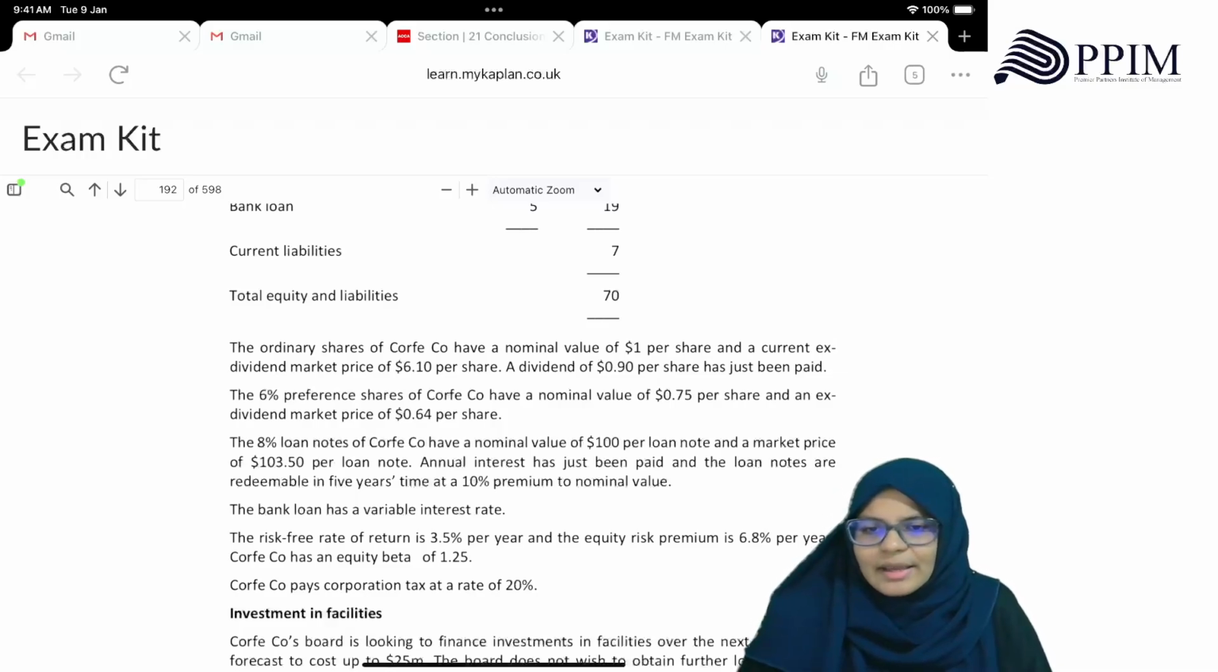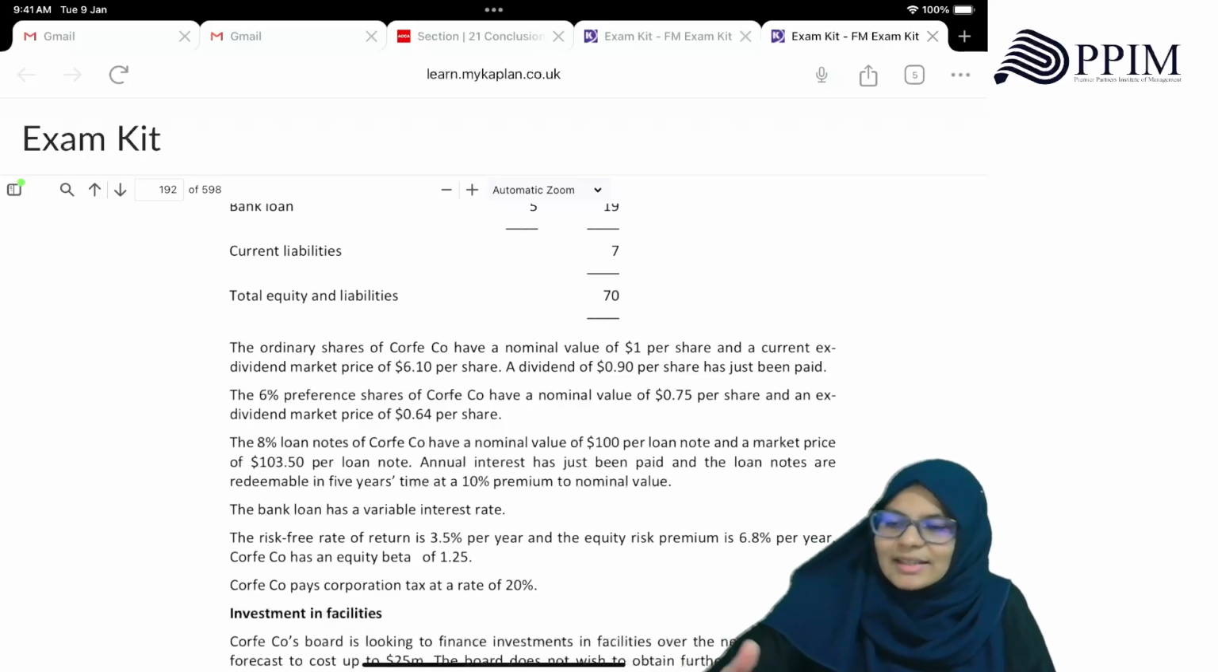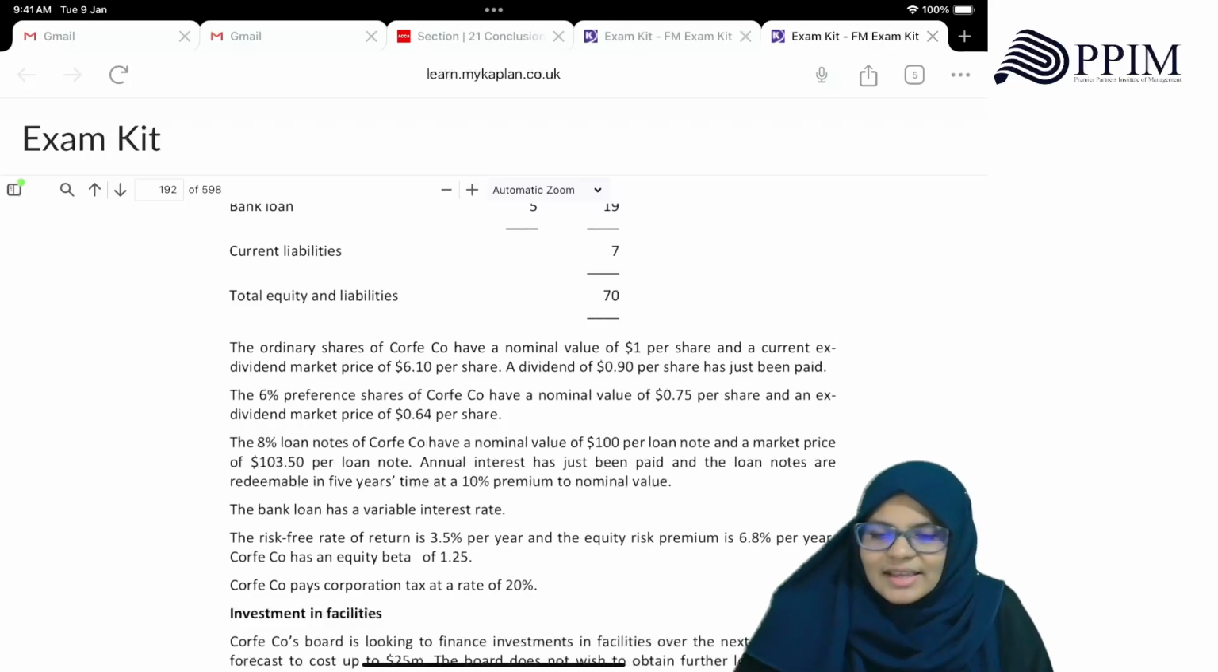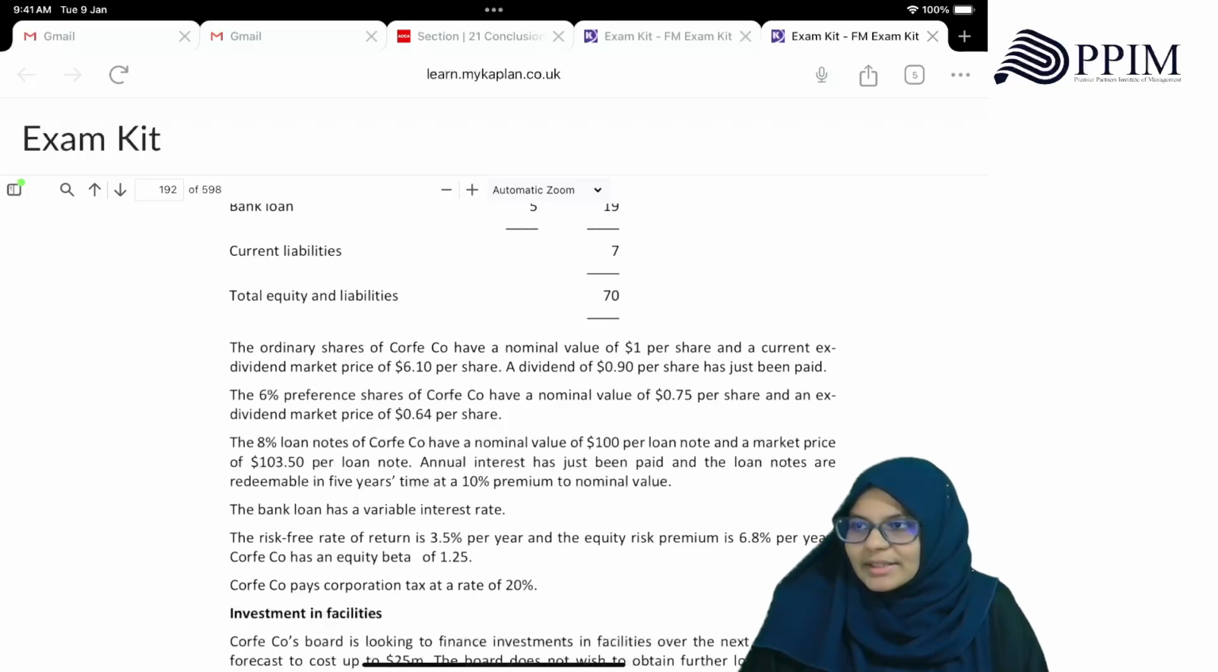Bank loan has a variable interest rate. So we don't know the fixed rate of interest for the bank loan because it will keep on changing. Then they're saying the risk-free rate of return is 3.5% per year and the equity risk premium is 6.8% per year. COF company has an equity beta of 1.25 and they pay corp tax at a rate of 20%. Okay.